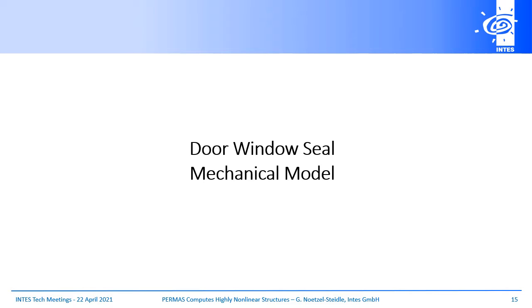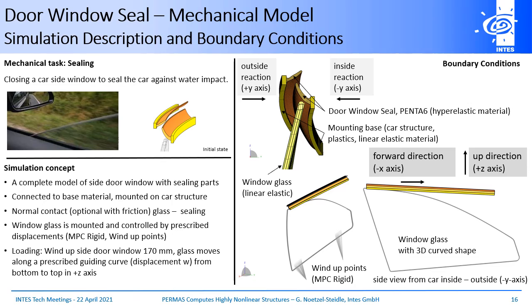Let's have a look at the second application. The second example is a door window seal. The mechanical task is closing a car side window to seal the car against rain, resulting in large displacements of the window glass and therefore changing contact partners.